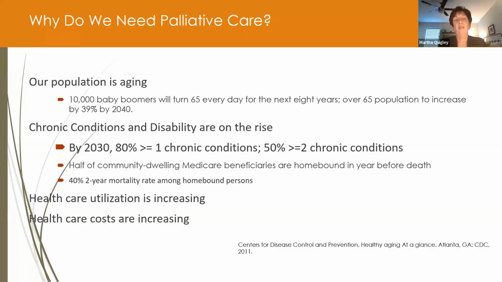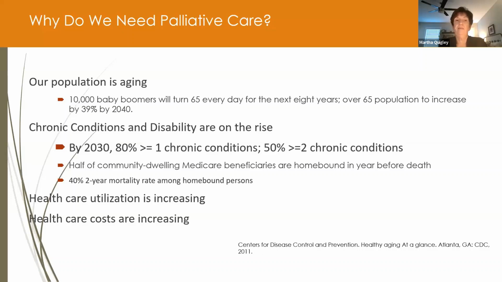And that's pretty significant, because even if you think of somebody with one chronic condition like congestive heart failure, that can really impact your life. There's a trickle-down effect from the one condition, which usually then affects every other part of your health and your function. Half of community-dwelling Medicare beneficiaries are homebound in the year before they die, and that is generally due to chronic conditions.